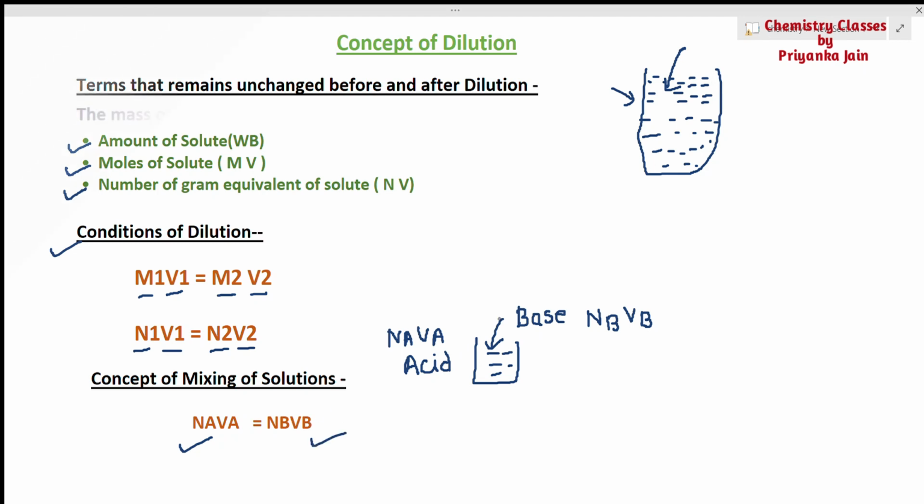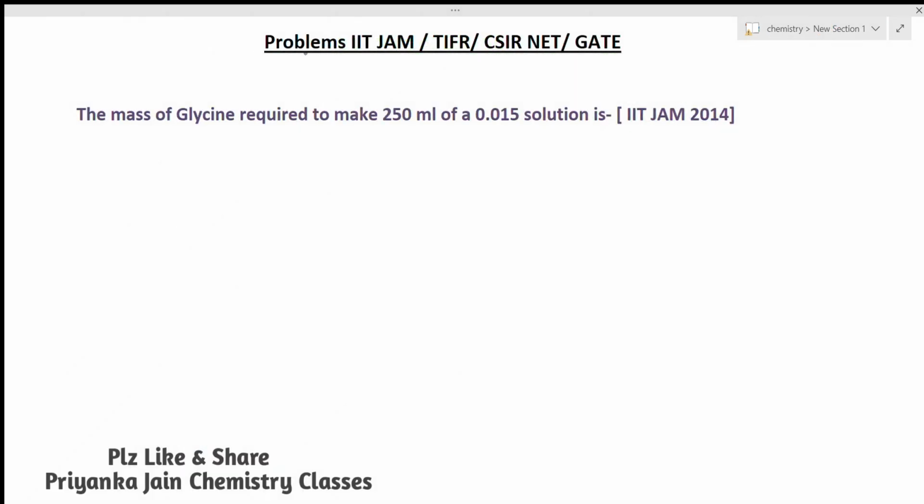Right, now we have to do the questions. Now we are seeing some problems from the IIT JAM question paper. We have also taken questions from the TIFR question paper, CSIR NET question paper and GATE question paper. So see this question from IIT JAM 2014's question paper. The questions are generally basic, so you can do these questions quite easily.